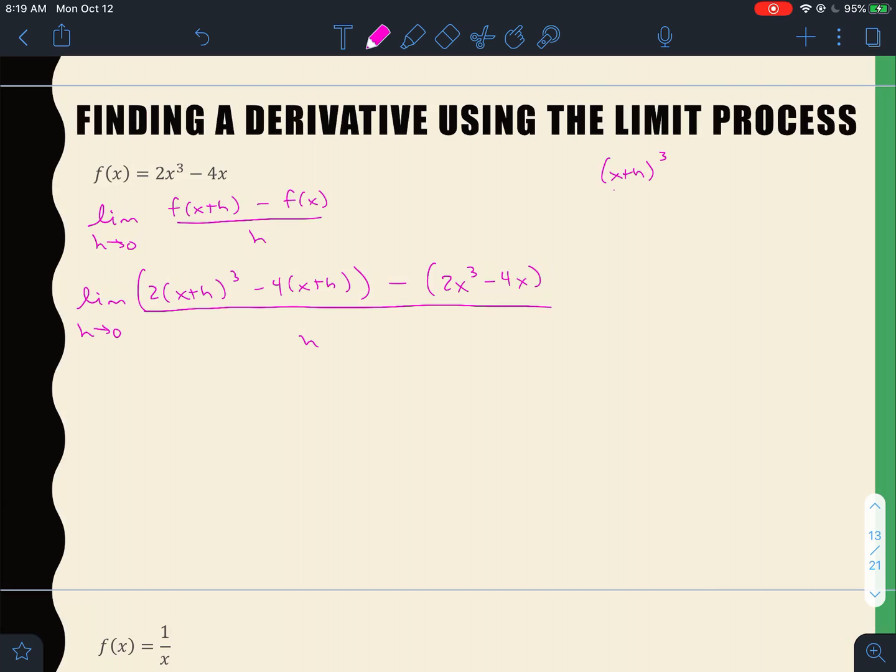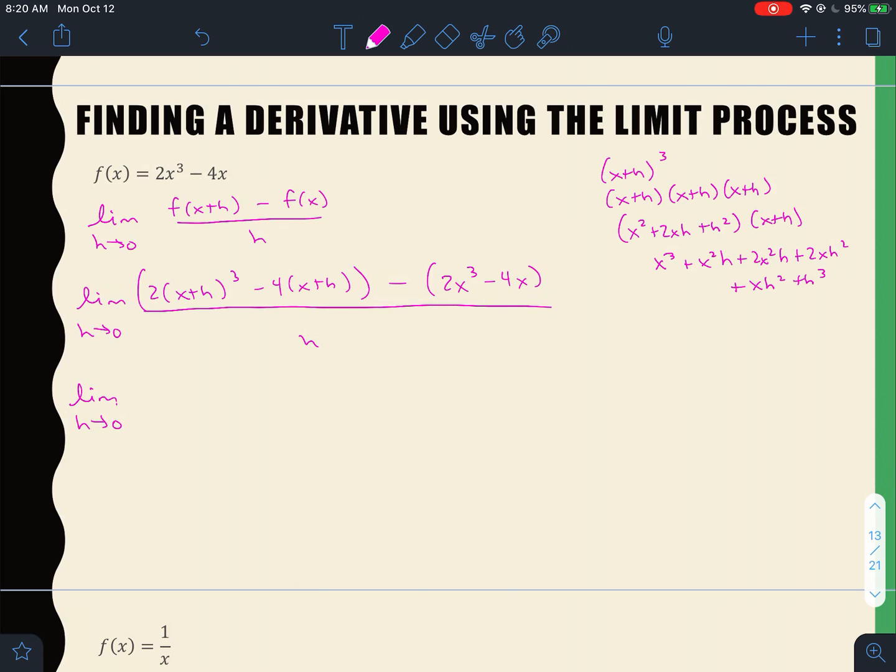So I'm going to take (x + h)³ and multiply it out. So it's (x + h)(x + h)(x + h). So I get (x² + 2xh + h²) times (x + h), which gives me x³ + x²h + 2x²h + 2xh² + xh² + h³.